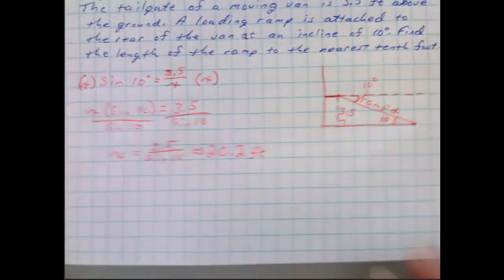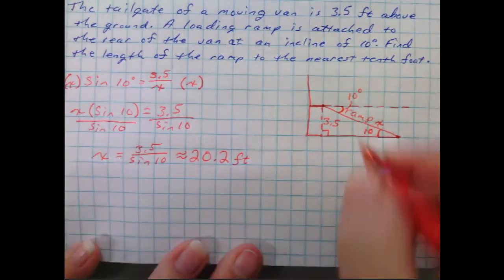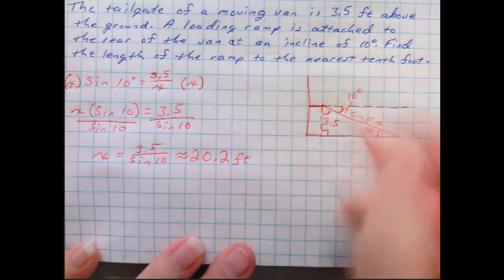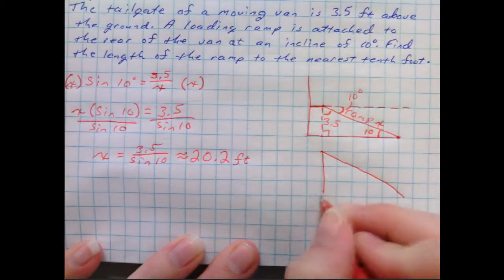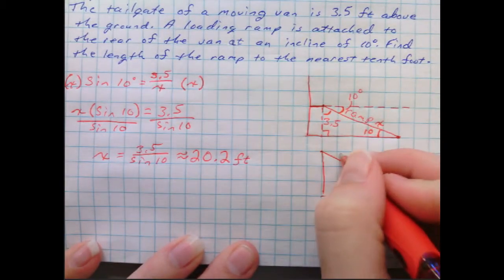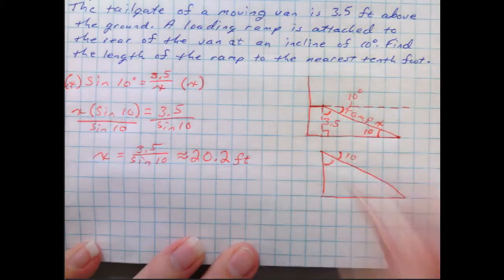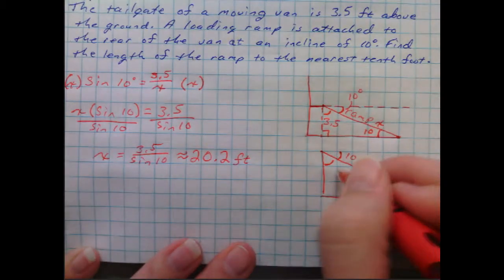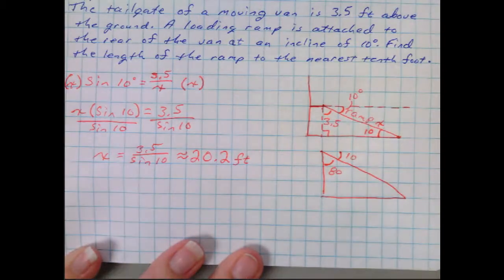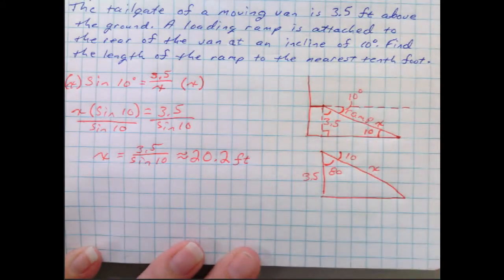I said there's two ways to do this, so let's look at the second way. We're going to use this same picture, but instead of using the 10, I'm actually going to use this angle up here. So I'm going to redraw my picture. Instead of using the 10 that's here, I'm going to use this angle down here. If this is 10, what is this? Well, the whole thing is 90 degrees, so I know this angle has to be 80. This is still my 3.5, and this one is still x.